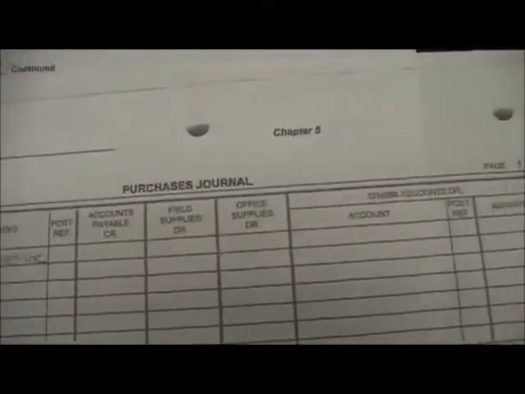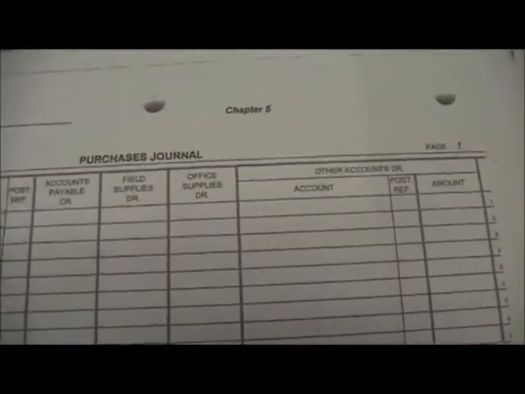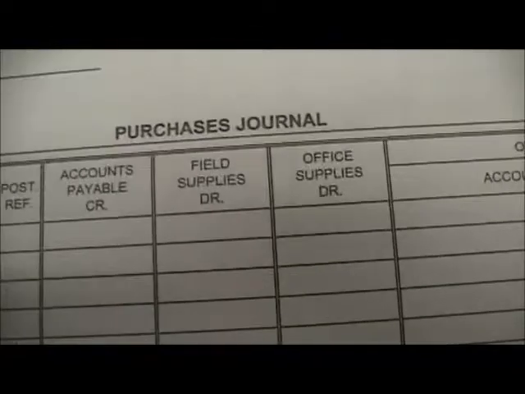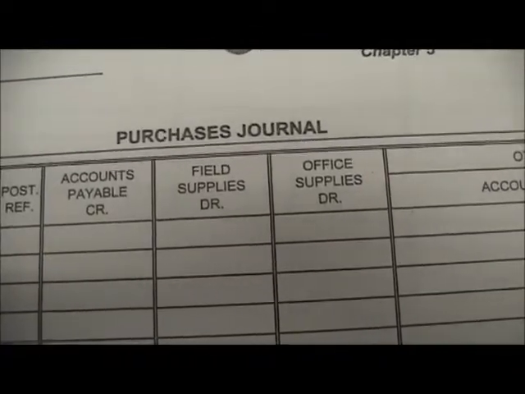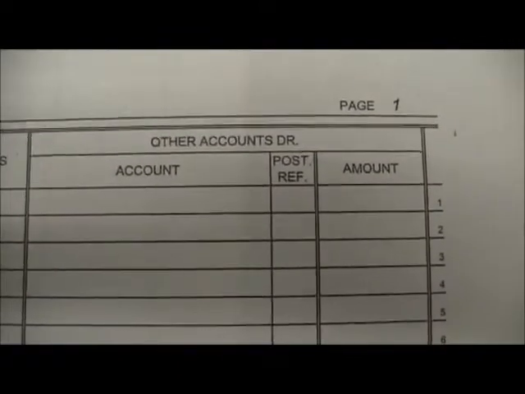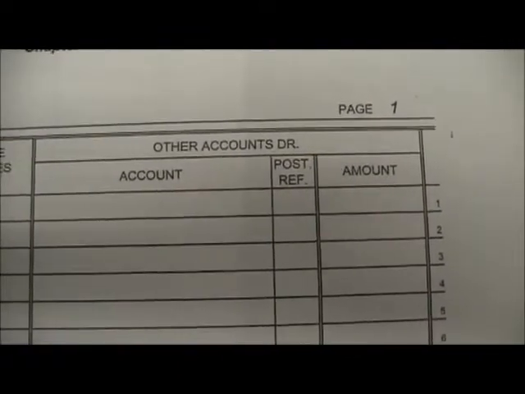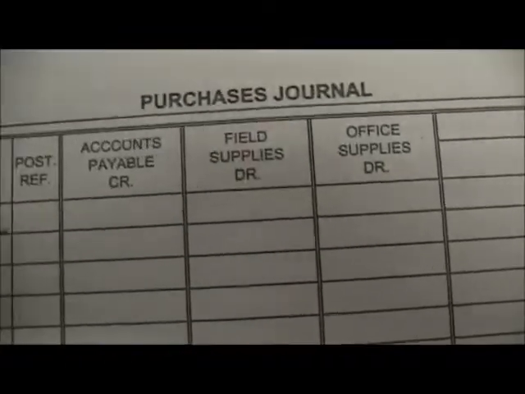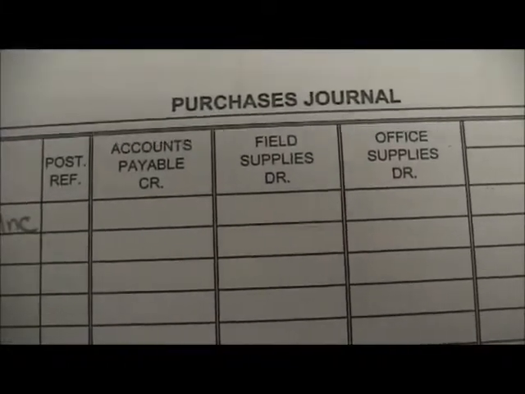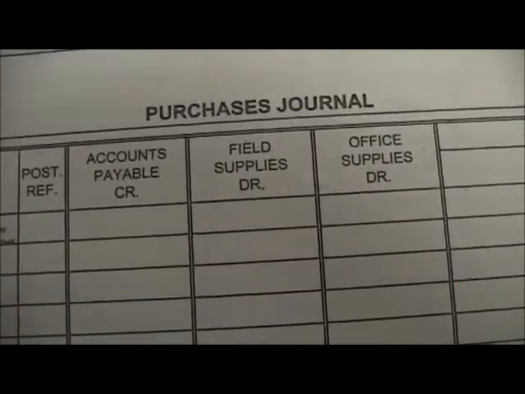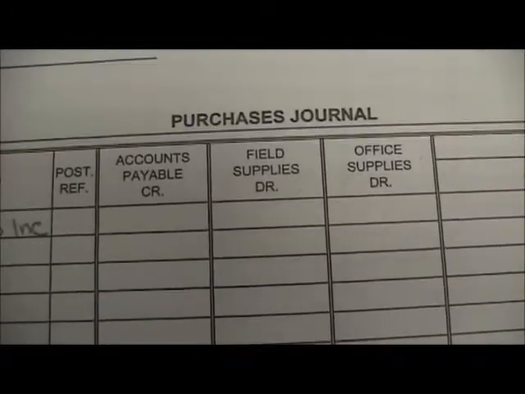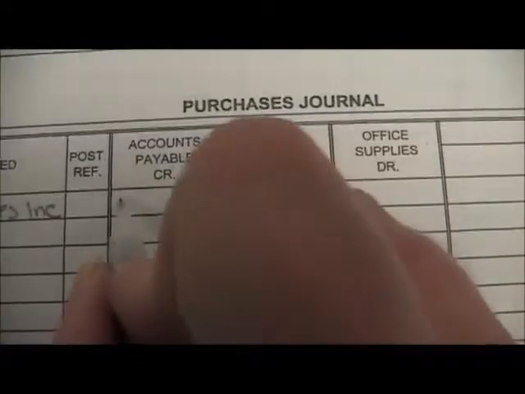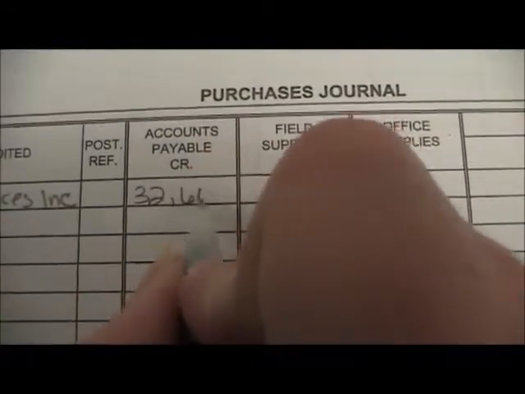Now, this journal is set up completely different. We have 3 columns: accounts payable credit, field supplies debit, and office supplies debit. And then we also have this entire section for other accounts debit. We only have 1 credit column, and that is accounts payable, because that's the only time you're going to put anything in the purchases journal is if you're purchasing something on account. So we're going to credit accounts payable for $32,600.